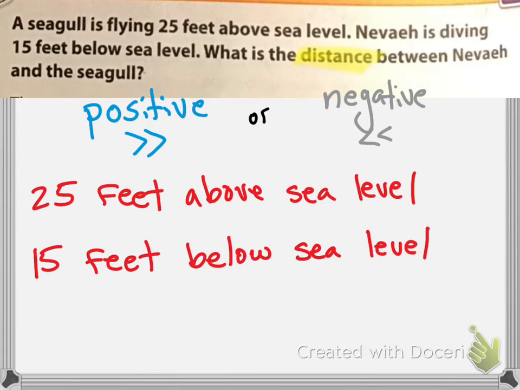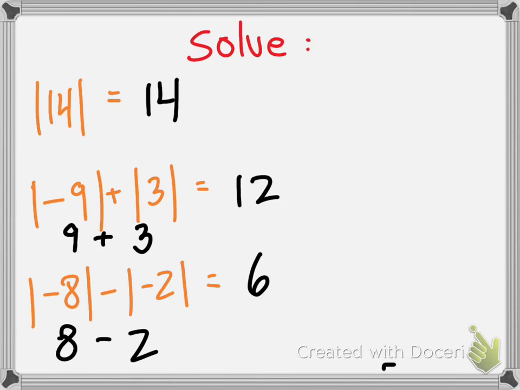So for the first one, is our first answer 25 feet above sea level, positive or negative? Take your votes, you guys. Ella asked a great question. She's like, what are those lines, Ms. Diaz? The lines just mean absolute value. So if I had the absolute value of negative x, it comes out positive. So it'll just come out as x.